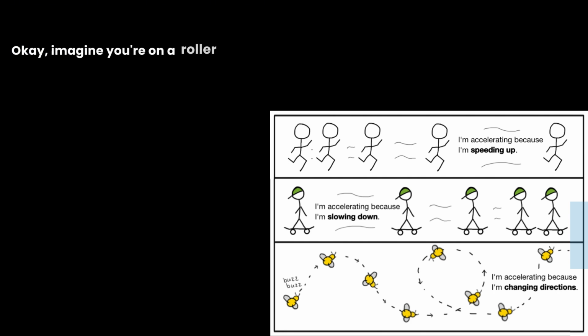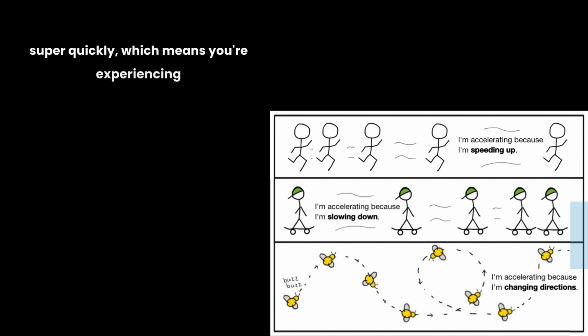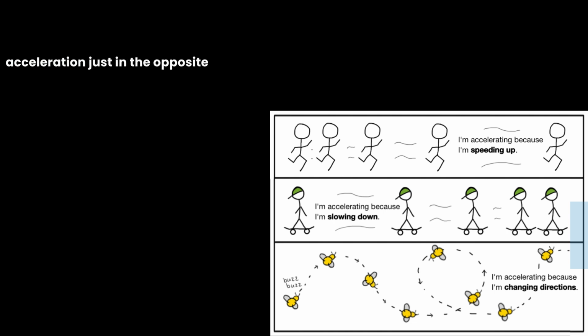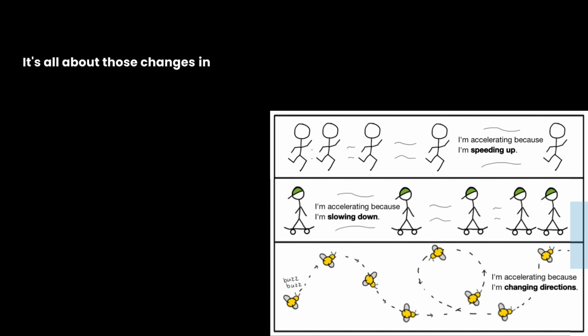Imagine you're on a roller coaster, and you get that feeling of being pushed back in your seat as the ride takes off. That's acceleration. Or think about slamming on the brakes in a car. You're changing speed super quickly, which means you're experiencing acceleration in the opposite direction. We call that deceleration. So acceleration is like the thrill factor of physics. It's all about those changes in speed. But how do we actually measure that? Is there a magic formula for acceleration too?